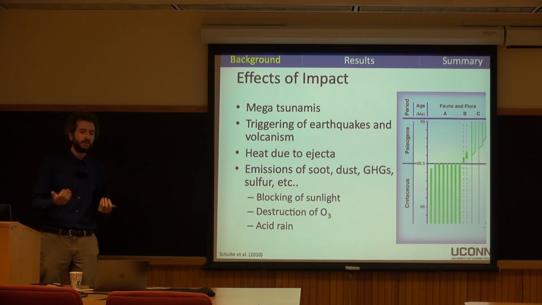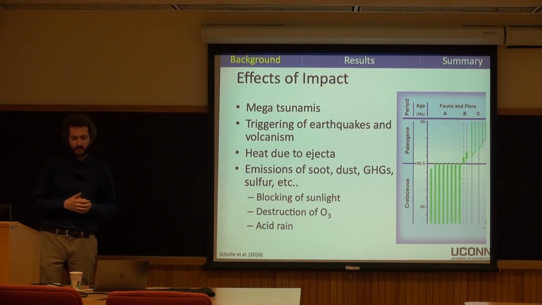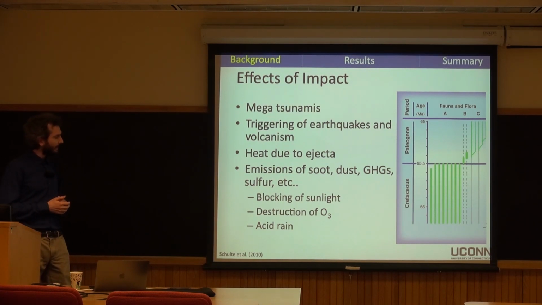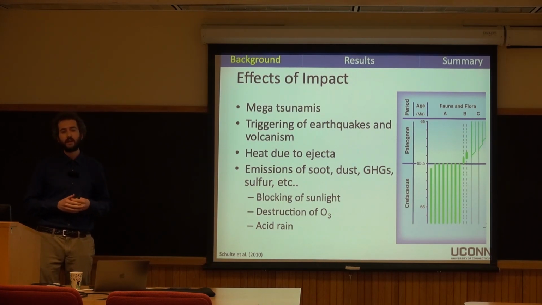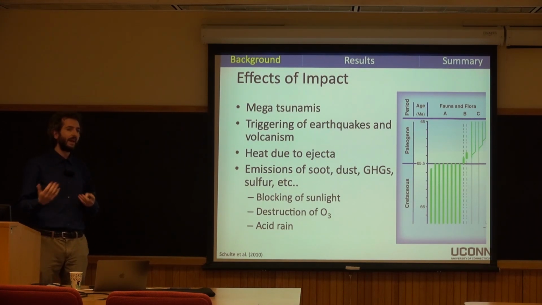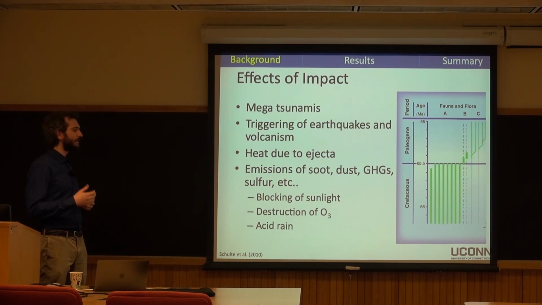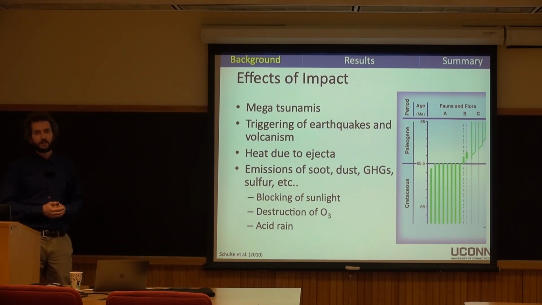There are quite a few emissions that would have occurred with this impactor. There would have been sulfur emissions, dust emissions from the impactor and impact site, as well as some greenhouse gases, particularly CO2 from vaporized carbonate, some halogens being emitted from the seawater itself, and potentially quite a bit of soot from these fires due to this thermal pulse. And all of these could have had a wide range of consequences for the Earth system.